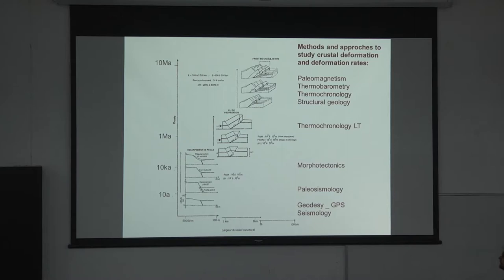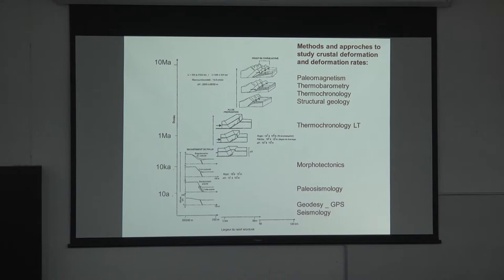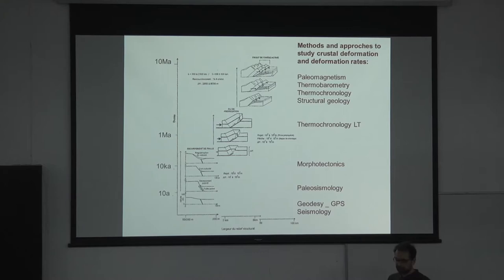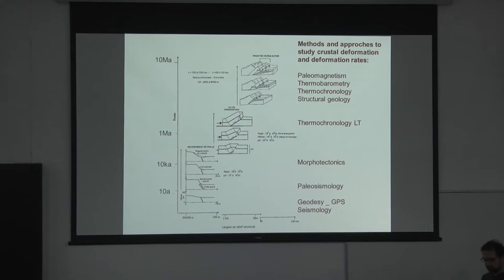And when you begin to be more interested in the recent activity or present activity, then you will switch to morphotectonic techniques, then paleoseismology, if you are looking for faults and for the very recent deformation. And in particular, to characterize the seismic cycle and the deformation during the seismic cycle, there are multiple techniques that go toward geophysics, like geodesy and seismology.